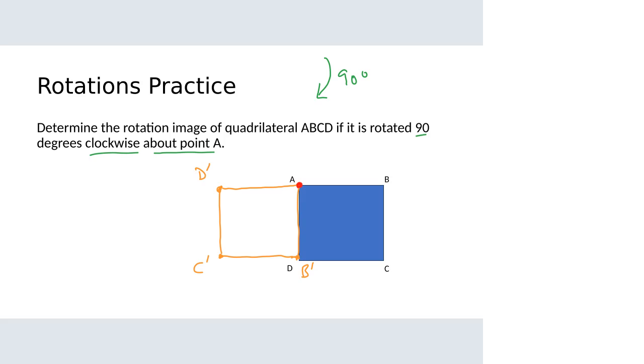Are there any questions about what we did there to rotate that shape? All right.